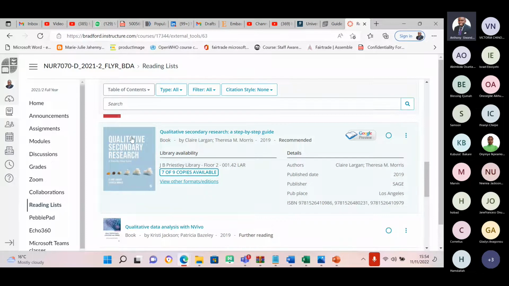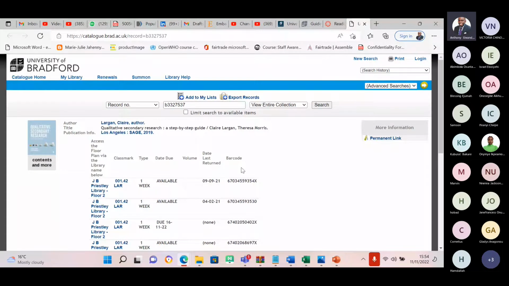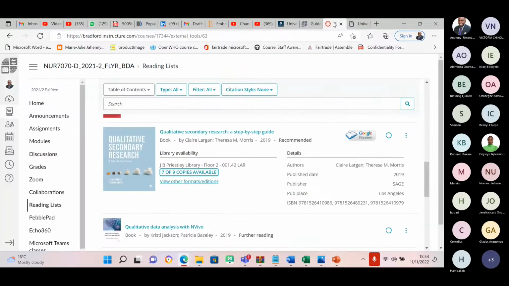So if you are doing a review of quantitative studies, this is the book to go to. 9 copies. Go and borrow them before the other people go and finish. Go and borrow it. That's number 1. How is it?